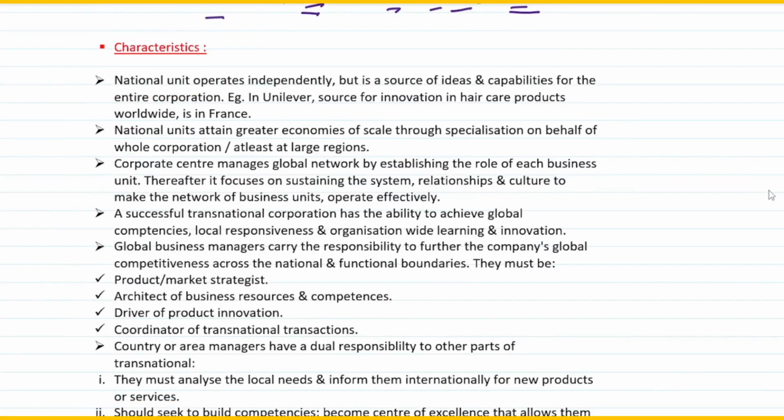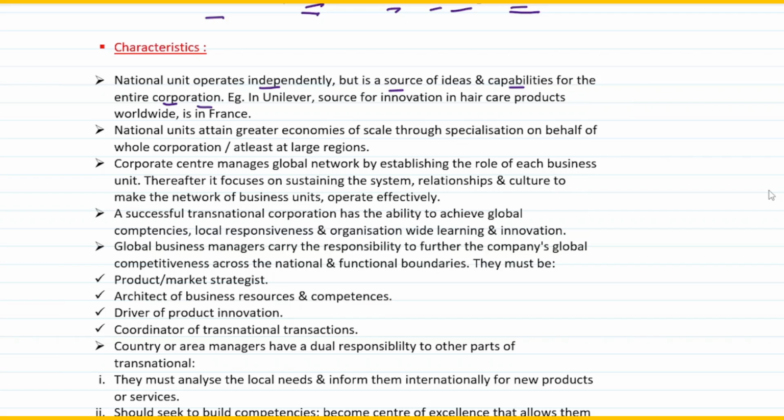First of all, the national unit operates independently but is a source of ideas and capabilities for the entire corporation, right? You may be working independently within your country, but you may be a source of ideas and capabilities for the entire corporation from the global paradigm, right? So that is one of the characteristics of transnational.